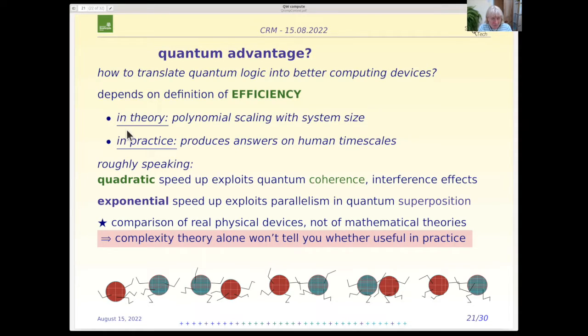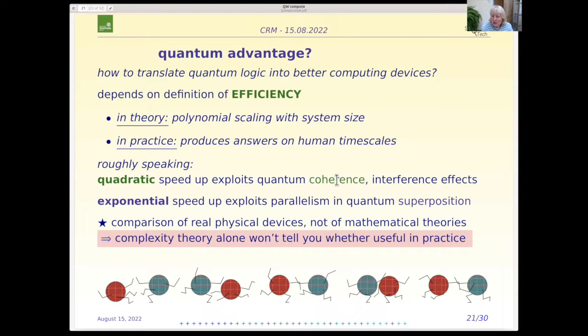So in theory, for efficient, what we want is a polynomial scaling with the size of our system and the size of our problem. In practice, if we're actually building a quantum computer, what we want is something that gives us answers on human timescales. Regardless of whether theory says it's polynomially scaling, the age of the universe versus the square root of the age of the universe isn't a very useful distinction.